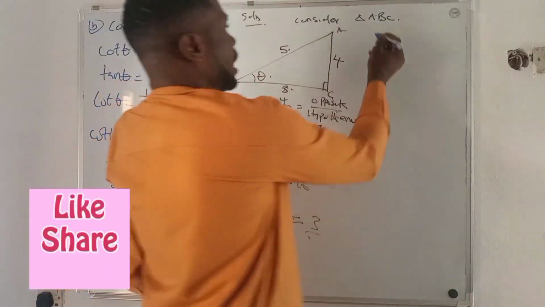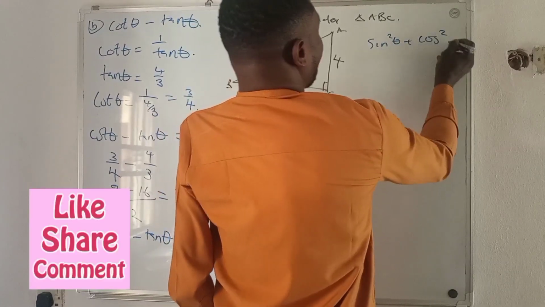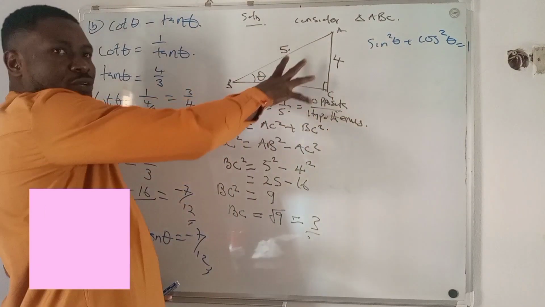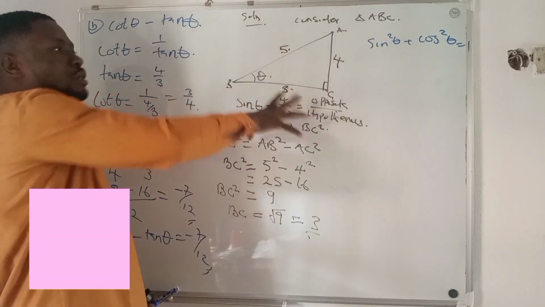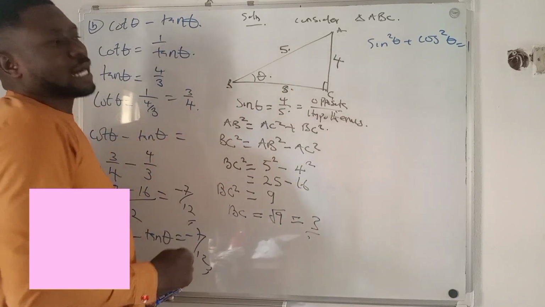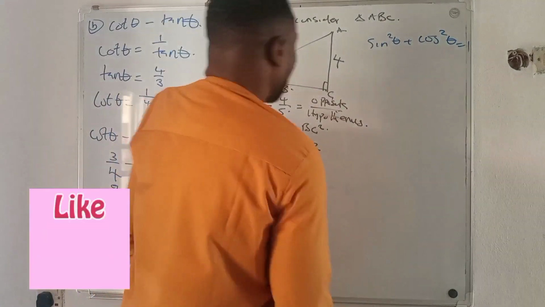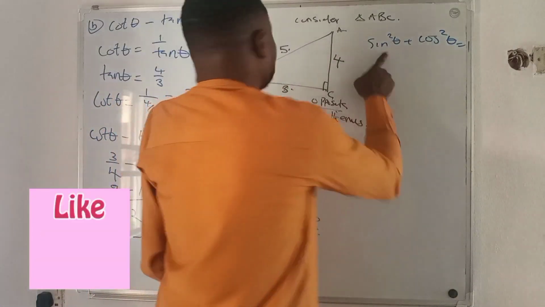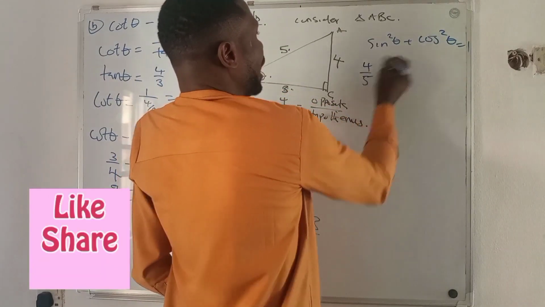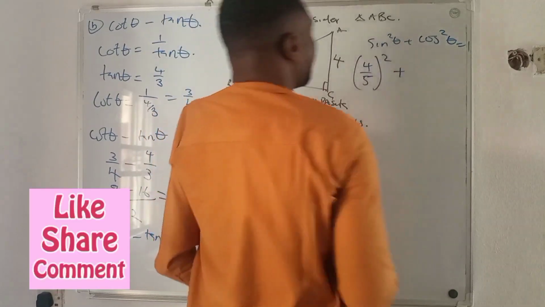The third question says you should show that sin square theta plus cos square theta is equal to 1. Now, from the question given, we were asked to show that sin square theta plus cos square theta will be equal to 1. So how do we do that? Again, the value of sin theta was given as 4 all over 5, and because the formula says square, we're going to square it. Then plus cos square theta.